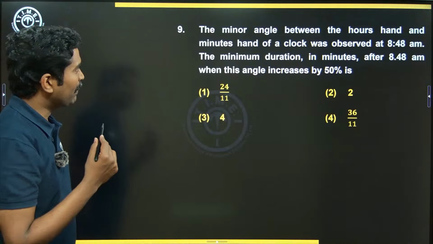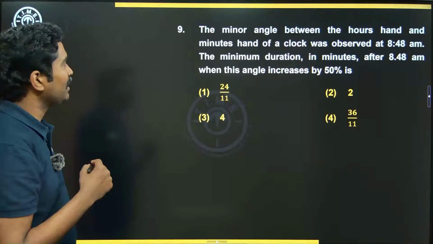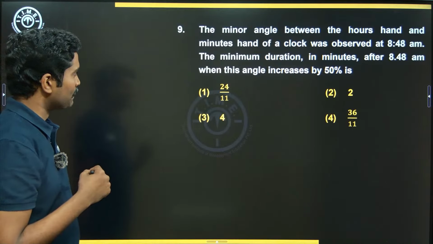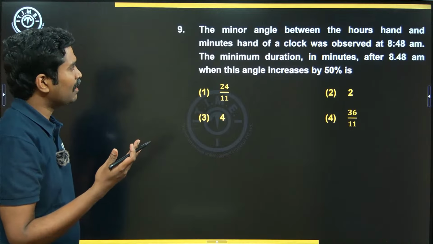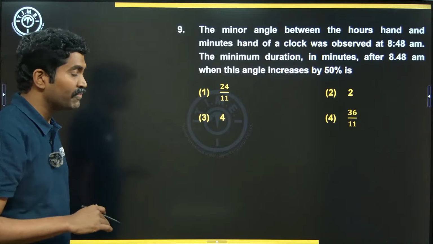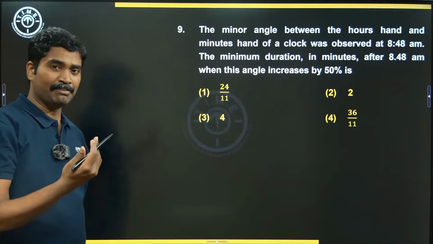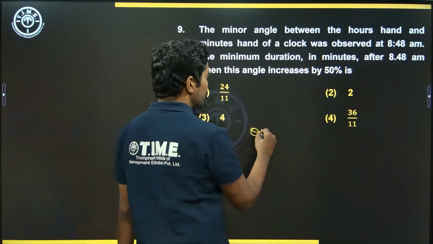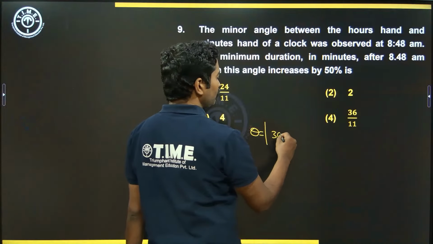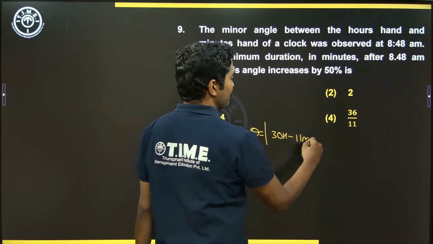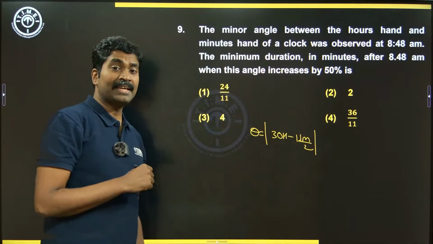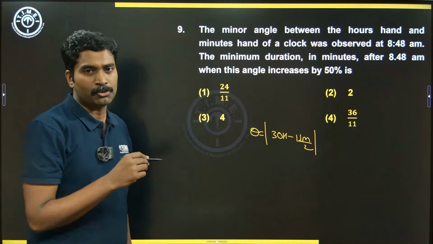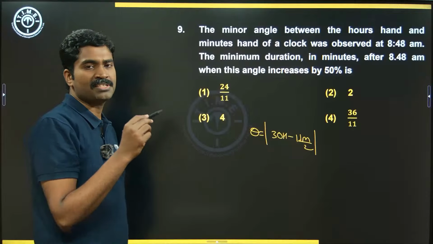Small question. The minor angle between the hour hand and minute hand of a clock was observed at 8:48. The minimum duration after which this angle increases by 50%. Now, this is something we've discussed in the class extensively, right? In clocks and calendars, we've discussed that 30h minus 11m by 2 is the angle between the minute and the hour hand at any point of time during the day, as long as the time is known, HH:MM, right?